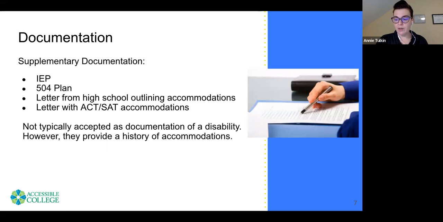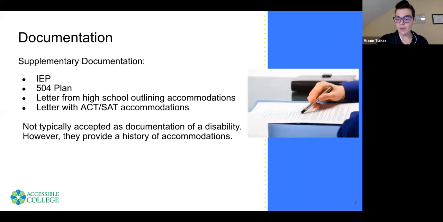Supplementary documentation. These are types of documentation that might provide history and relevant information for the disability support office professionals, but they're not typically accepted as a primary source of documentation. I mentioned one of those things before, which is the IEP. That would provide the college with a better understanding of the types of accommodations that the student had in high school, but generally it's not accepted as a primary form of documentation. But again, there are exceptions. So check with the college that your student is going to see if they accept IEPs as a primary form of documentation.